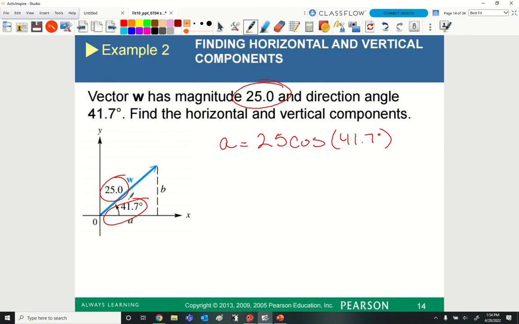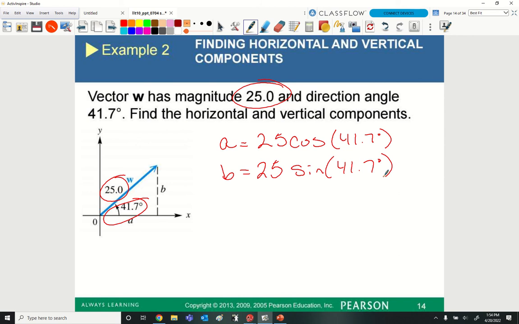So we're going to do that, and then to get B, which is my y direction, I would do 25 times sine of 41.7. It's the same numbers, just sine instead of cosine, because cosine on my unit circle is my x value, the left and right. Sine is the y value, the up and down. That's why we have those directions. So go ahead, plug those in.